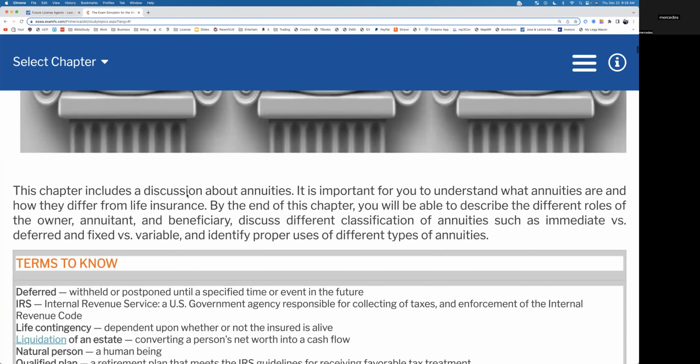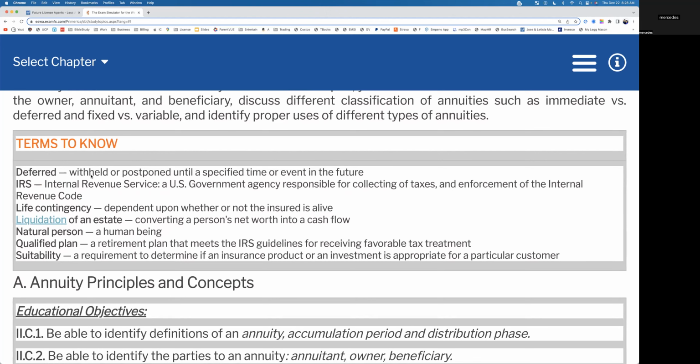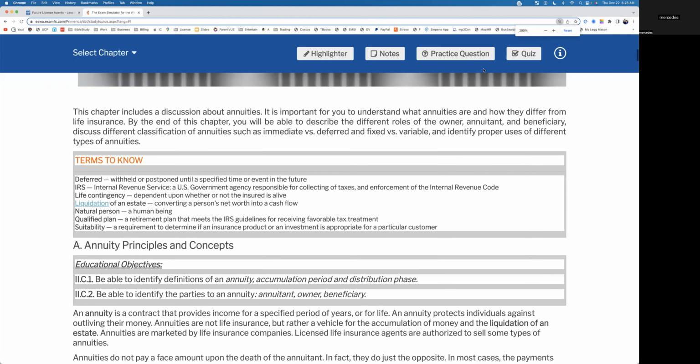So let's scroll down real quick through the chapter here. There's a deferred annuity. Deferred annuity means that the income doesn't pay until 12 months later. The opposite of that is an immediate annuity. An immediate annuity is an annuity that pays immediately, within 12 months.